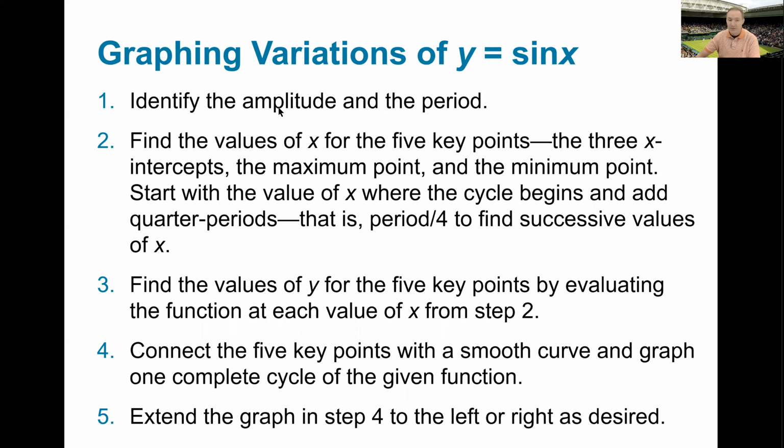First thing you're going to do is identify the amplitude and the period, and we'll talk about how to do that. And then you're going to find those 5 key points. That's what happens to the values when x is 0, pi over 2, pi, 3 pi over 2, and 2 pi. You're going to find what happens to every single one of those points. And then you're going to find the values of y for the 5 key points. And then you're going to connect those 5 points with a smooth curve, and you should have your graph.